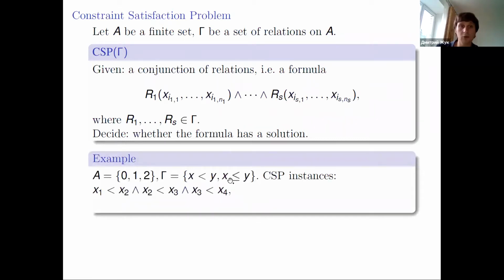Just another example, if we are on a 3-element domain and in our constraint language we have two predicates, x less than y and x less than or equal to y, then for example, this instance obviously has no solutions. And this instance has a solution, for example, 0, 0, 0. I think it's clear, yeah? So for different constraint languages, we have different decision problems and we study the complexity of this problem.